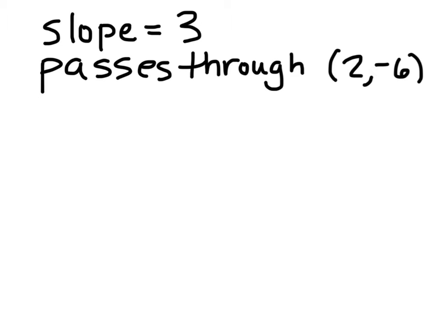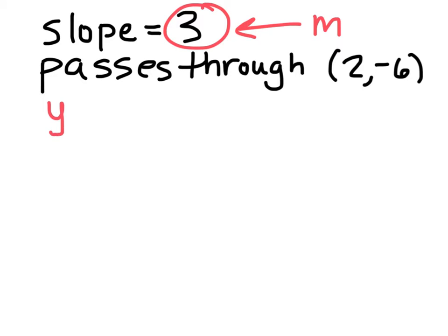Let's review how to write an equation for a line when we're given the slope and when we're given a coordinate pair or a point that the line passes through. So here we want to write an equation for a line with a slope of 3 that passes through the point (2, -6). So we are being given the slope, and remember the slope is the m in the equation.